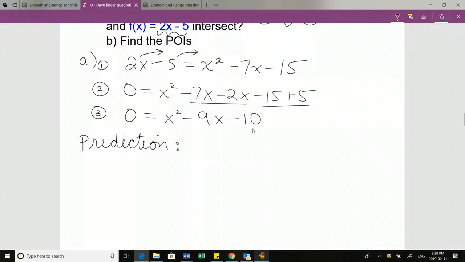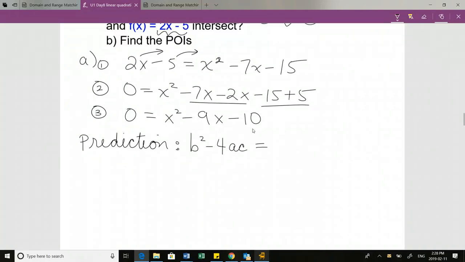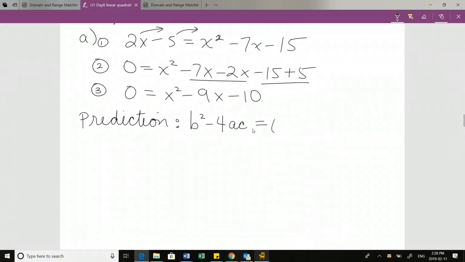And we're actually just going to use b squared minus 4ac. Okay, so I think we get 81 plus 40, so 121. Yeah, that makes sense.